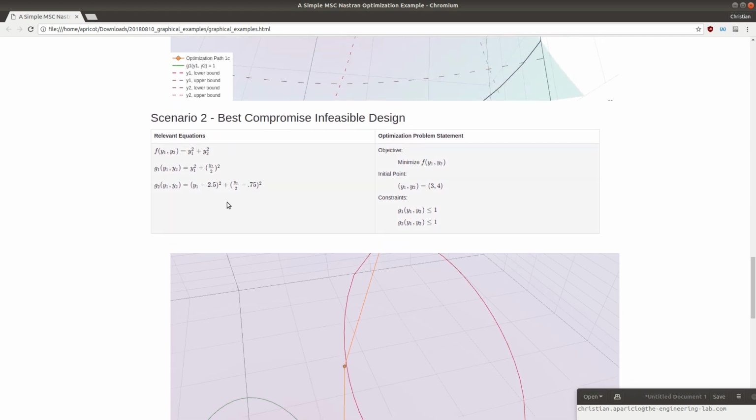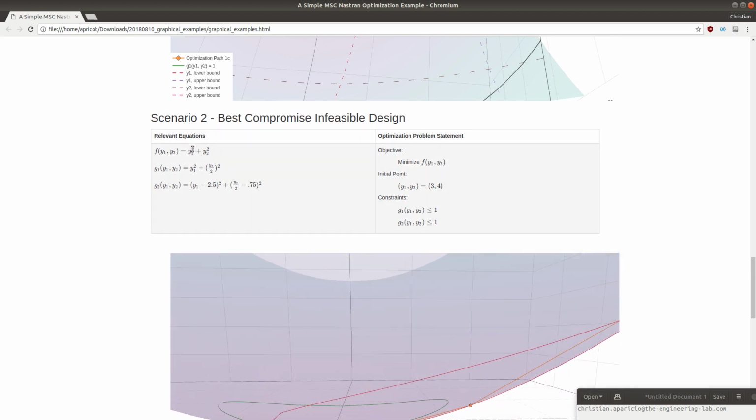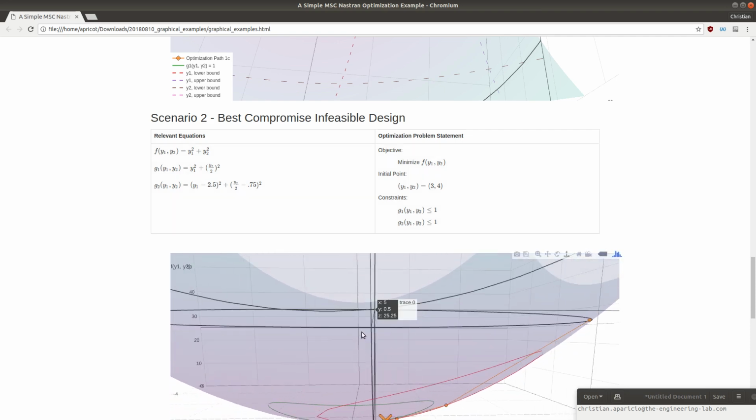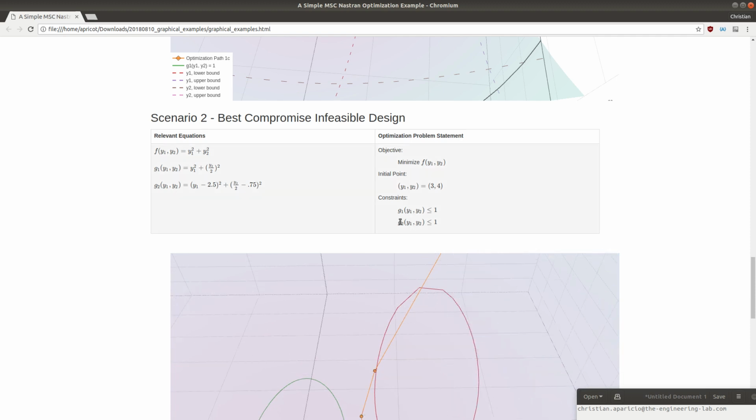So let's look at the equations we'll be discussing. F will be the same objective equation from before, y1 squared plus y2 squared. G1 is the same equation from a video prior. We're going to introduce a new curve or equation, G2. G2 is going to be represented by this red ellipsoid, or rather, this red ellipsoid is representing this inequality: G2 is always less than 1.